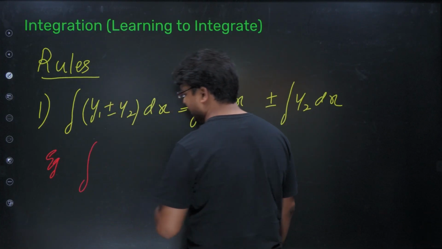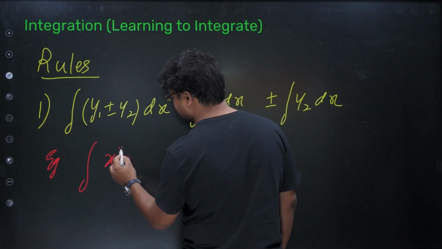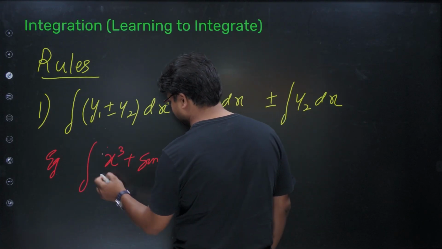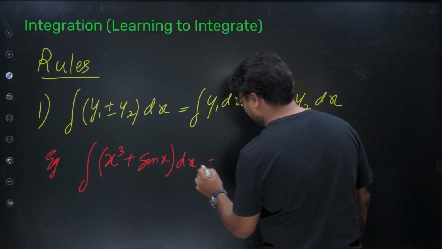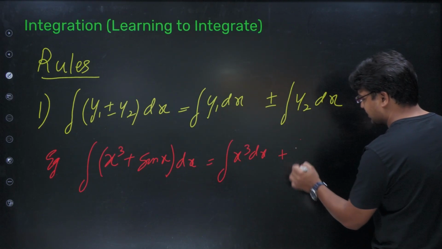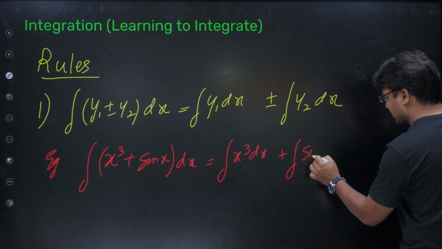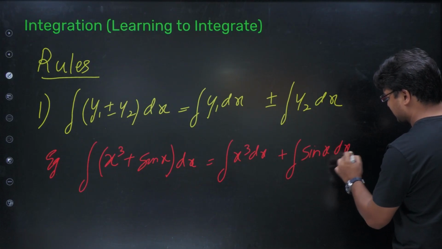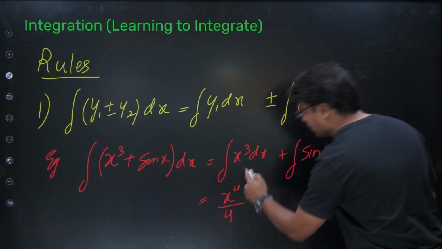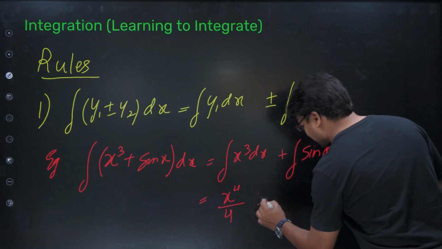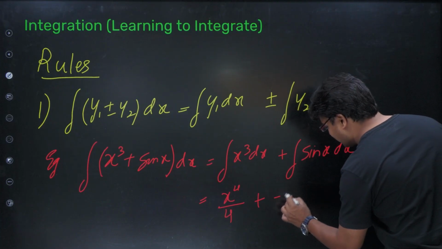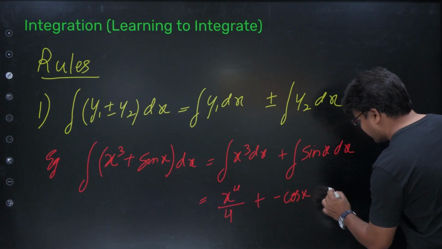Okay, integrating, let's say, x cube plus sine x. So these are two different functions. So we will write integration of x cube dx plus integration of sine x dx. So this will become x raised to power 4 by 4, I'm using the polynomial rule, and then integration of sine x becomes minus cos x plus c.